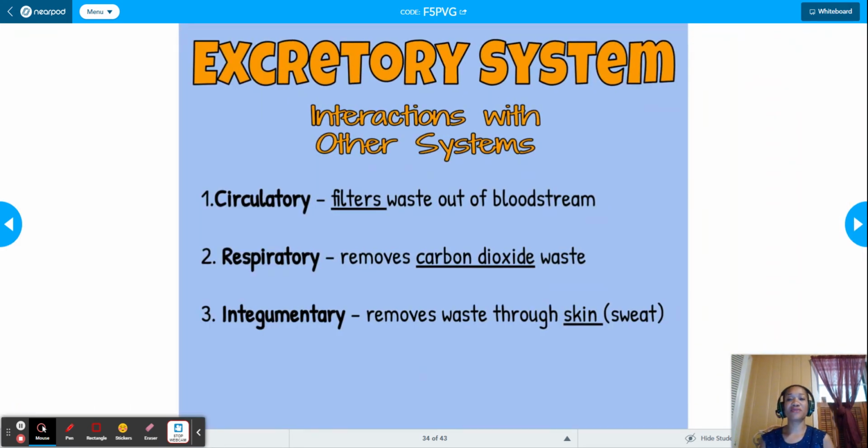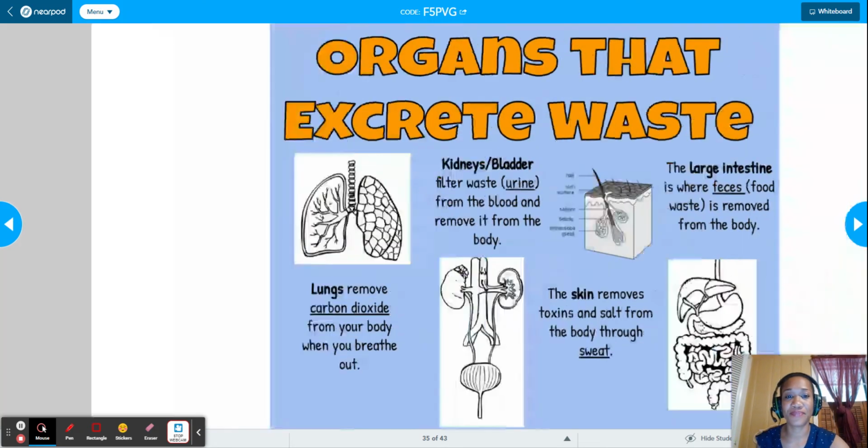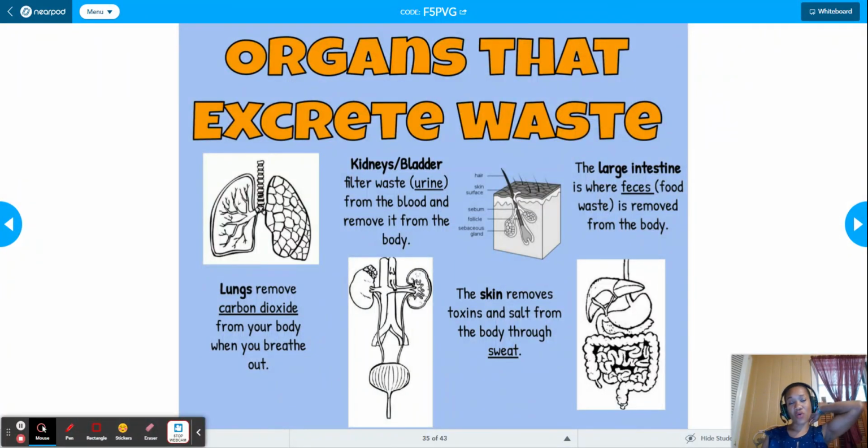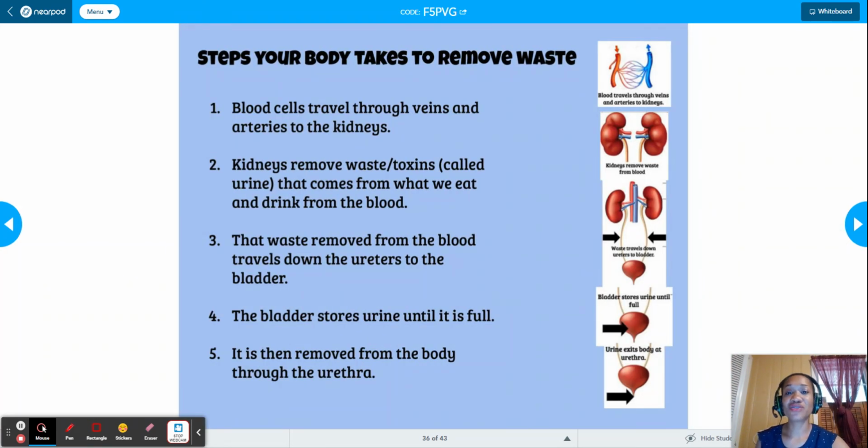The other systems that our excretory system works with are the circulatory system, the respiratory system, as well as the integumentary system. These are specific organs that actually help our body to get rid of waste as well. As you can see, these organs are not all just a part of the excretory system. They all serve multiple functions. Those are the steps that the body takes to remove waste.